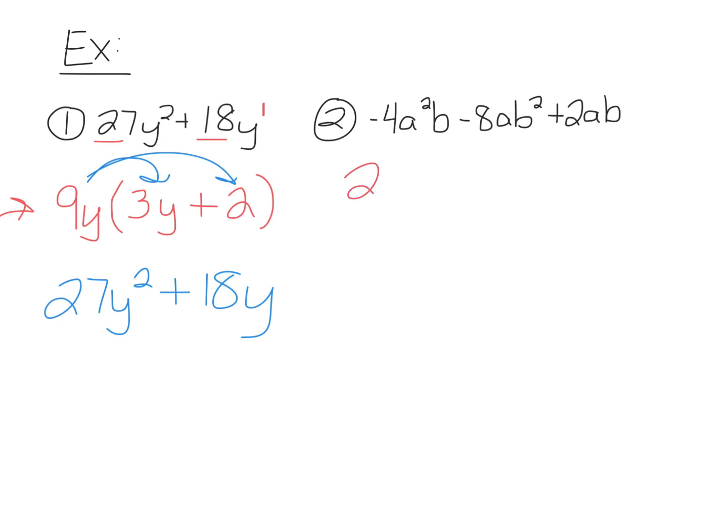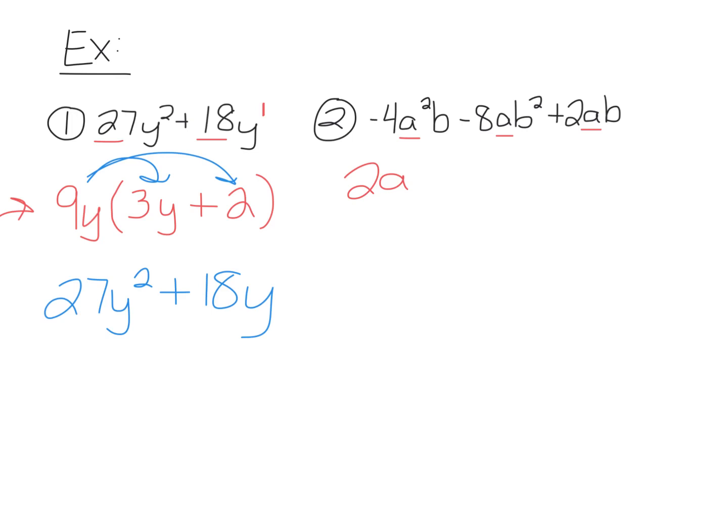2. But now we have to be careful with our variables. Okay, so I'm going to highlight my A's. This one has 2, this one has 1, and this one has 1. You want to take your smallest amount. So how many do they have in common? They have 1 in common, so I'm going to take 1 out.